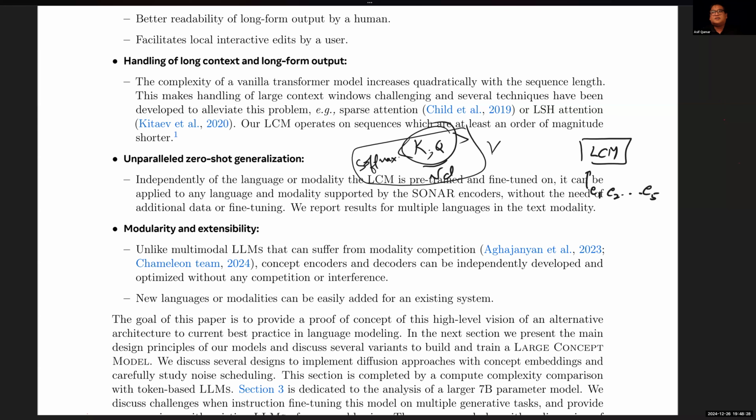And because Sonar works on 200 languages and multiple modalities, what it basically means is that your prediction is at the level of concepts. So its only limiting factor on how many things it can support is the support base of the Sonar encoder and decoder, which is pretty wide because that prior work already works on 200 languages and many modalities. So it essentially operates with equal flexibility across the range of languages, which is a huge thing. And so they report results across that.